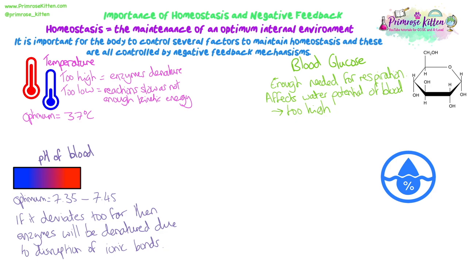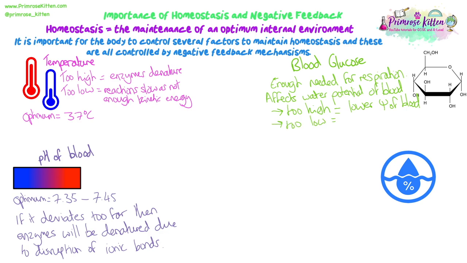And if you've got too little blood glucose and other dissolved substances in the blood, then your blood water potential can be really high. And that's something that needs to be controlled because the cells around it are going to experience osmotic effects. So blood glucose level is important to control because we need enough glucose circulating around to carry out processes that require glucose, such as respiration.